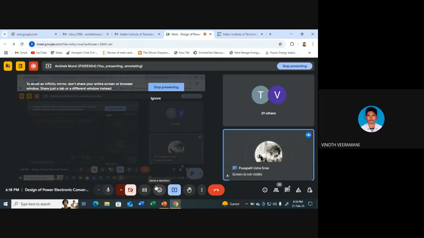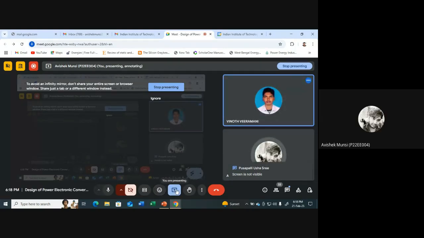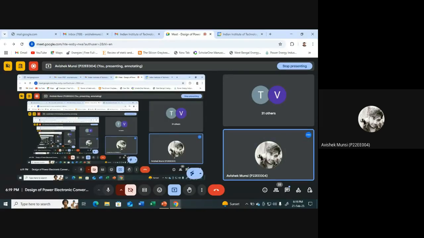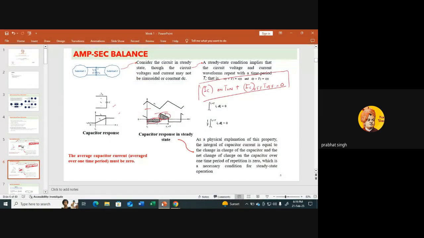Please explain once again, sir. Is the screen not visible to everyone? Sir, please explain it twice. Actually, we are not getting what it actually means, the application. If you are comfortable in Hindi, you can ask me in Hindi, okay?